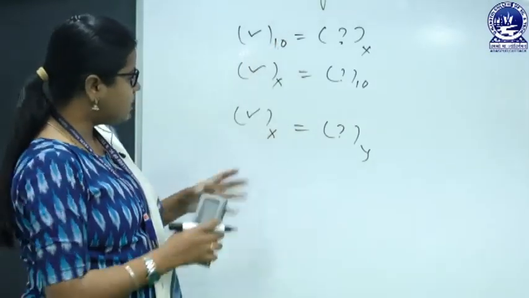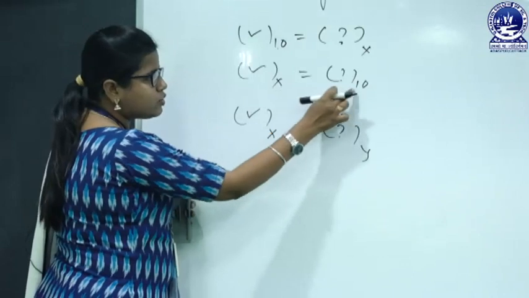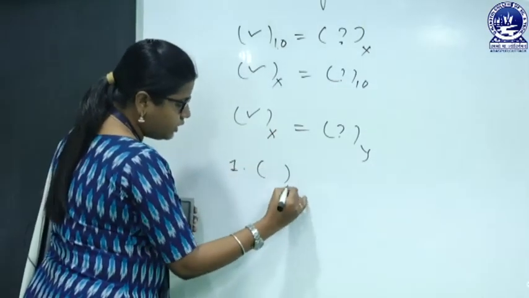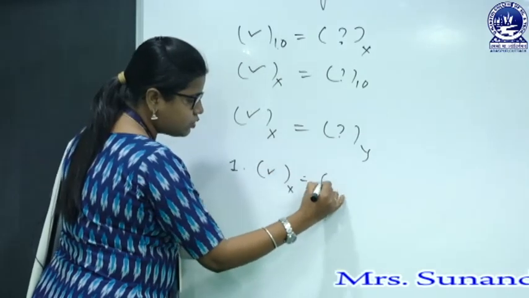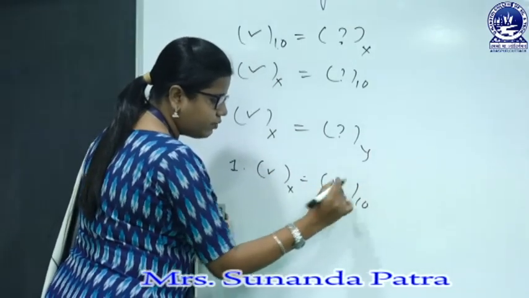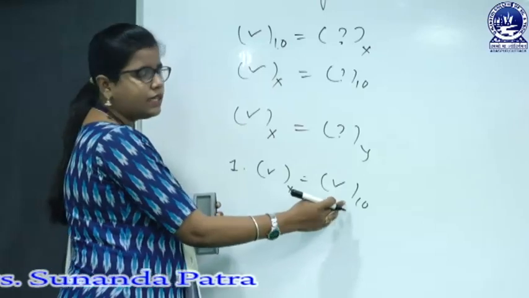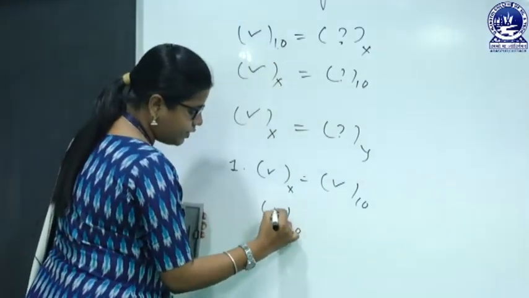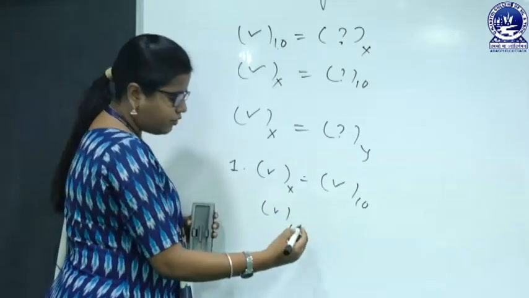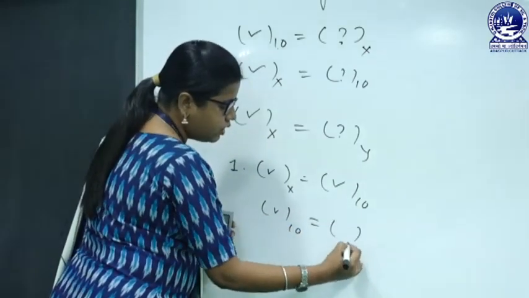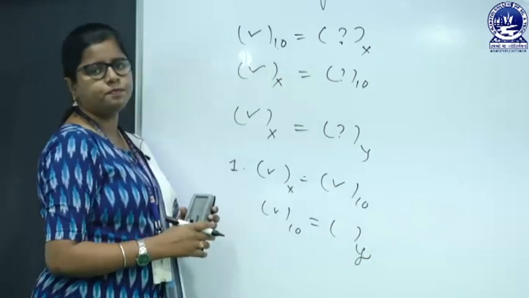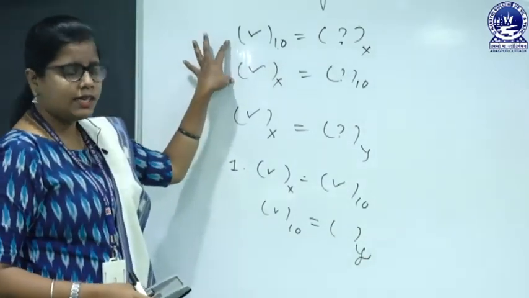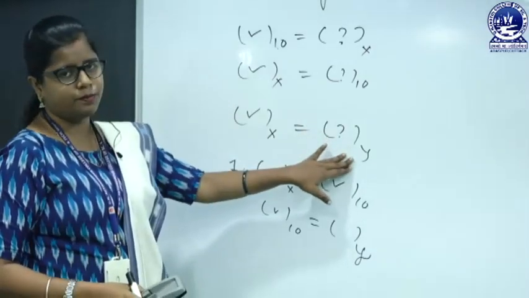We know that we can convert x to 10. So the first step is to convert this base x into base 10. Once the base 10 is with us, we then convert the base 10 into base y. By applying these two methods, we can convert base x into base y.